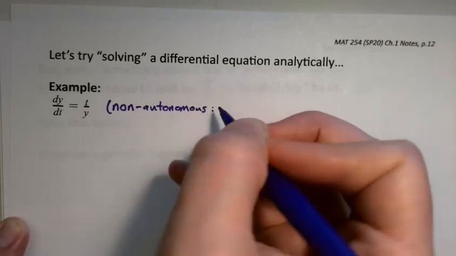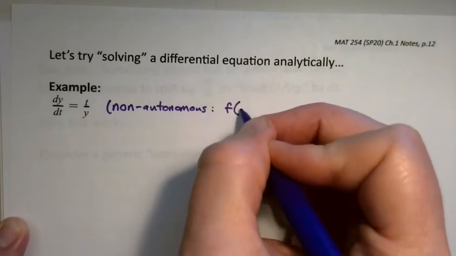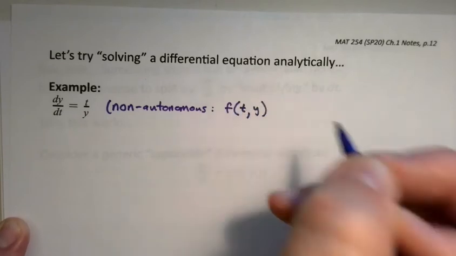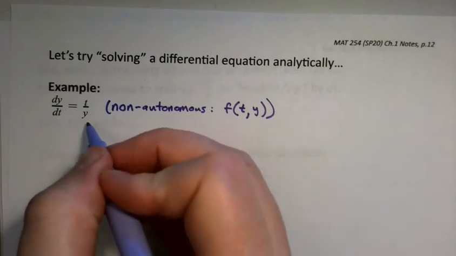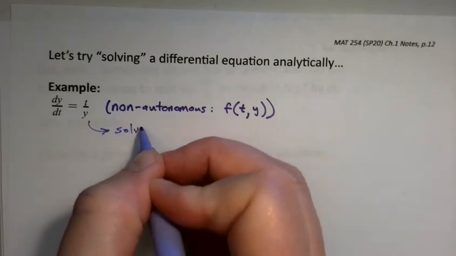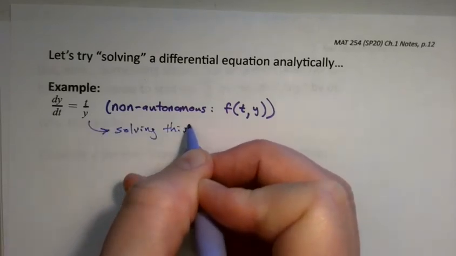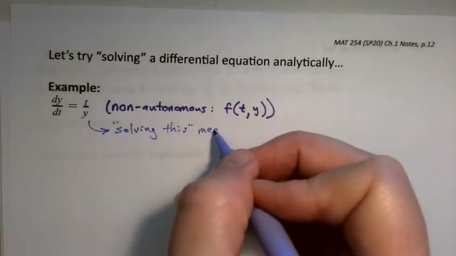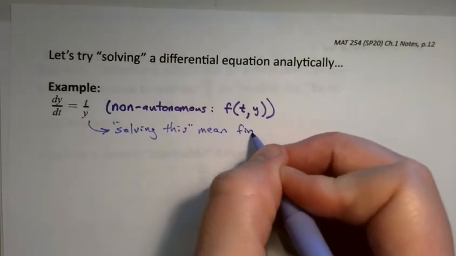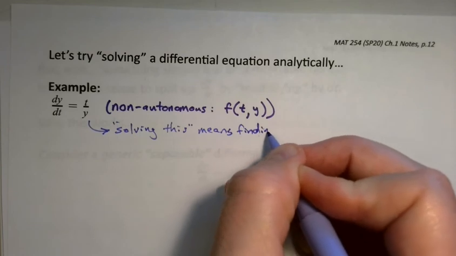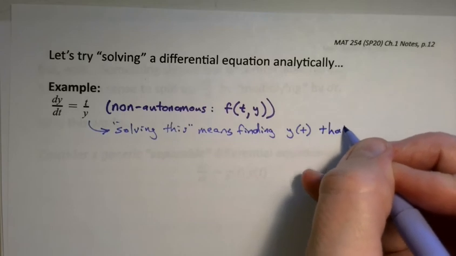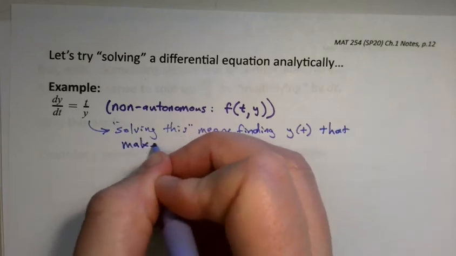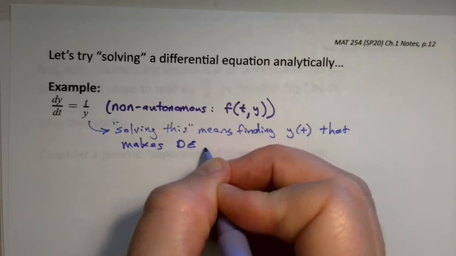And if you remember, it's non-autonomous because it is a function of both the independent and the dependent variable, right? So it's non-autonomous. That's just a reminder. And just a reminder of what it means to solve this thing. Solving this is going to mean finding the y of t that makes the differential equation true.